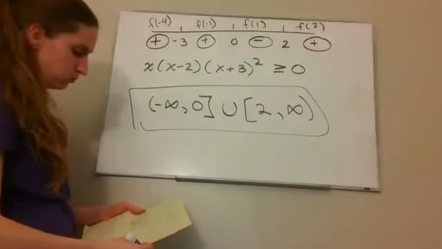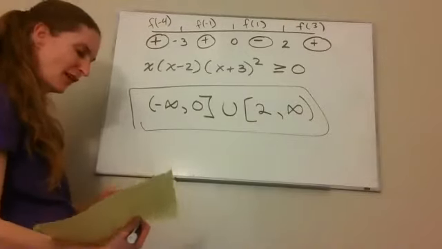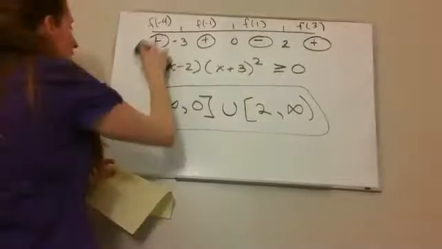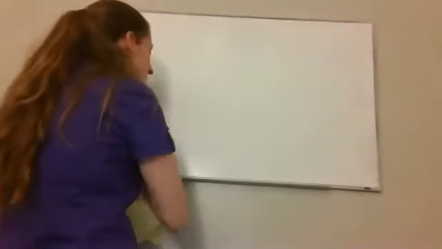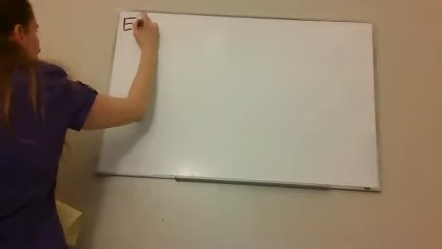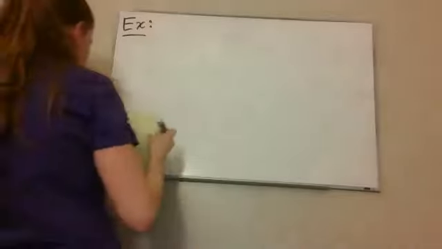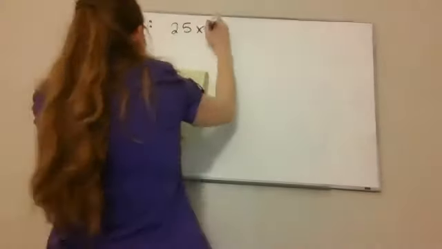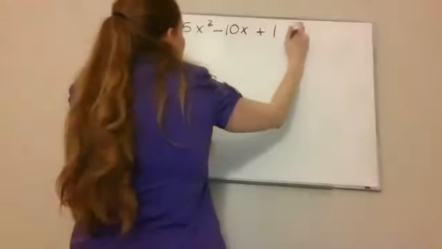Let's do 2 more, but it's really kind of just one more example. And then we'll learn about rational inequalities as well, which is basically the same idea. But so far, the 2 examples that we've had, we've gotten intervals or a union of intervals as our answer. So let's do another example where we have 25x squared minus 10x plus 1 is less than 0.